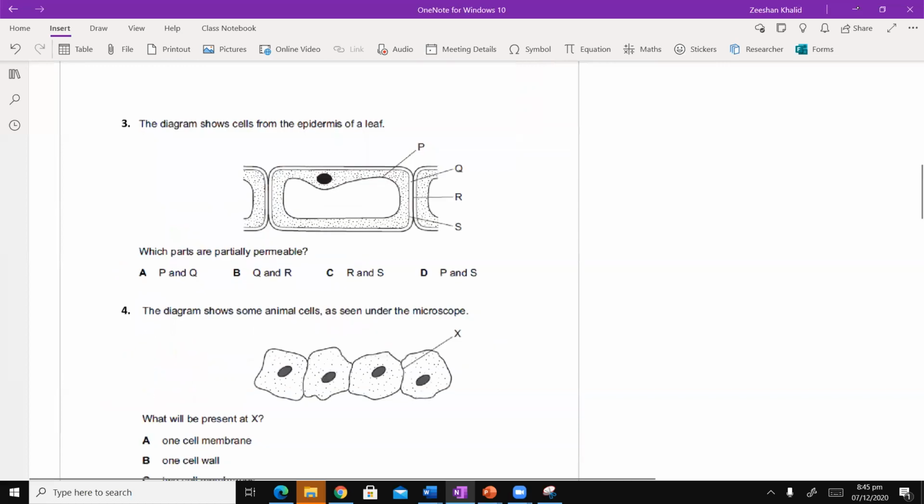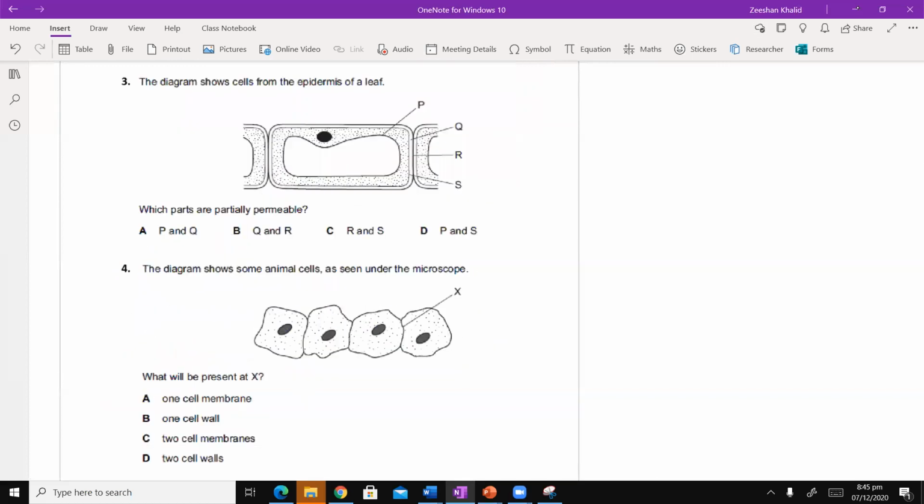All right, MCQ number 3. The diagram shows cells from the epidermis of a leaf. Which parts are partially permeable? What is P? P is the cell membrane of the vacuole, which is known as the tonoplast. It's okay if you don't know this name. It's not required, but it's good that you know. Its nature is exactly like that of a cell membrane.